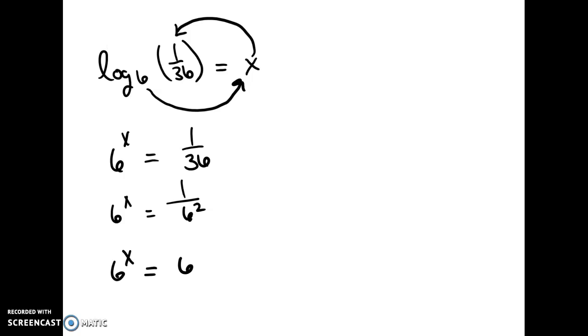Okay. Now I can move this out of a fraction. So that's going to be 6 raised to negative 2, because I moved that 2 from the bottom to the top. Okay, now notice I've got my bases the same now. They're both 6. So x is equal to negative 2. And that's your final answer.